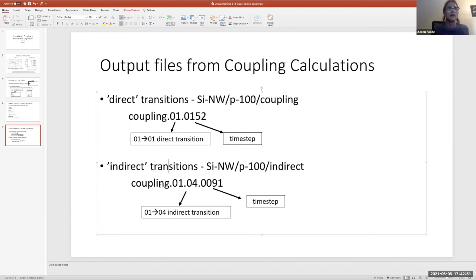And one has a slightly different name. Coupling.01.04.number would represent the coupling corresponding to going from K.1 to K.4. And then the number just refers to the time step again. And yeah, I guess that's all I have to show.